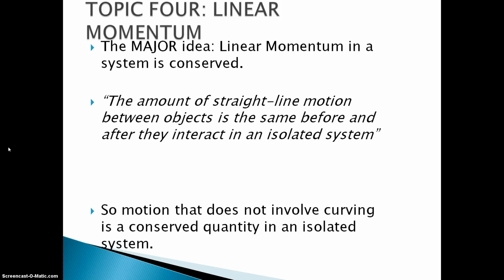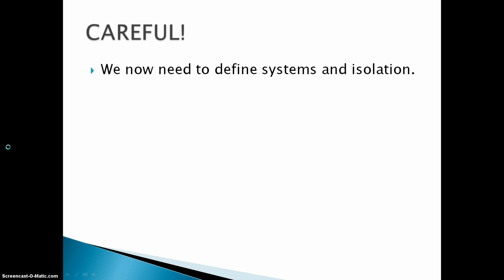Okay, so if there's nothing else interacting with us and you and me are pushing each other, the motion before and after our push has got to be the same overall. So if you and I are not moving before and we push each other, we can both be moving, but someone has to cancel out because we had no motion before we interacted, as long as nothing comes from the outside. So here's where it gets really careful.